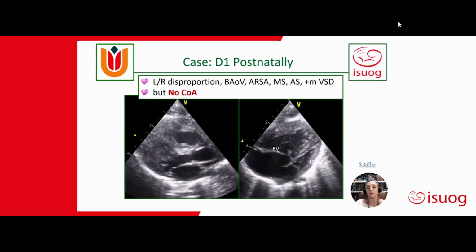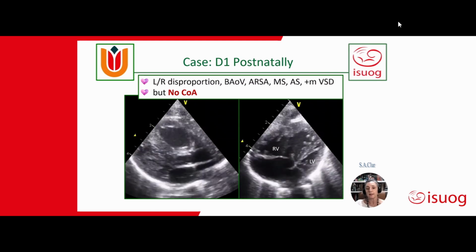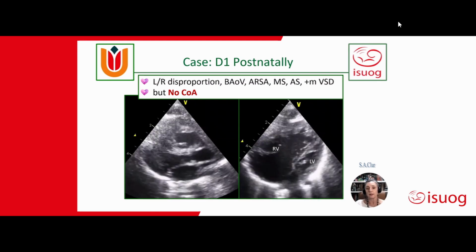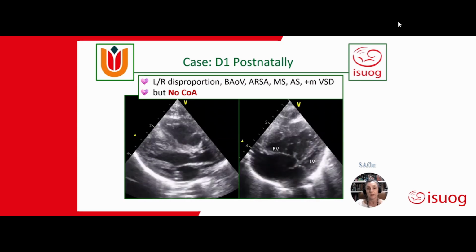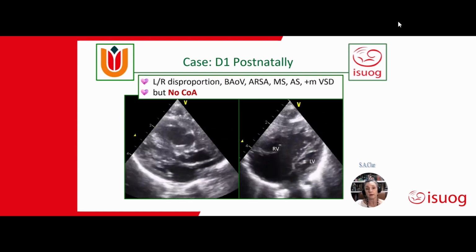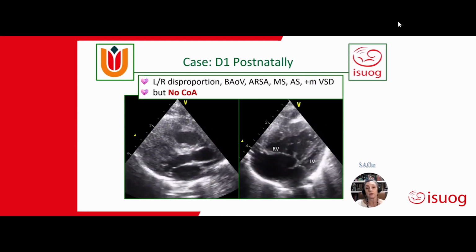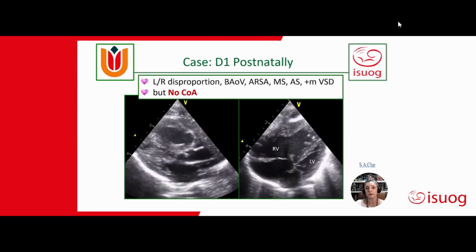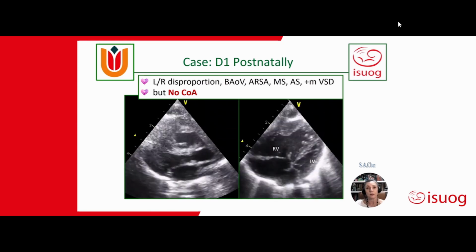So what did you think happened to this baby? Here is the first postnatal echo. We can see a small left ventricle, a large right ventricle, and right atrium. So we had ventricular disproportion. There was a bicuspid aortic valve. There was an aberrant right subclavian artery, mitral stenosis, aortic stenosis, and a small muscular ventricular septal defect. But this patient did not develop coarctation of the aorta.